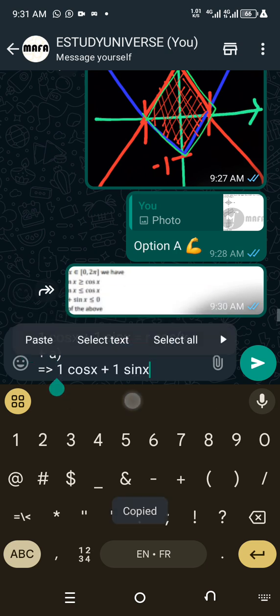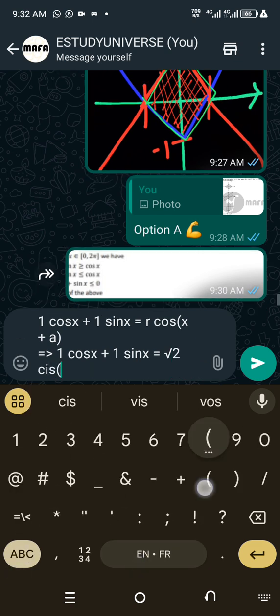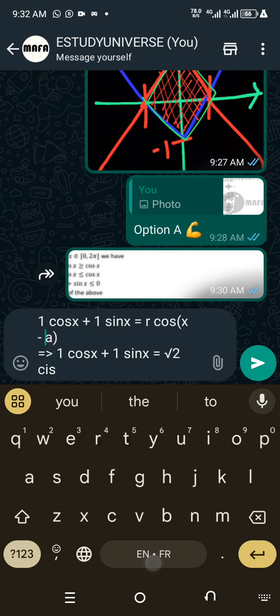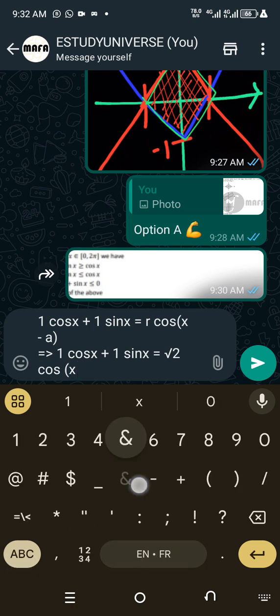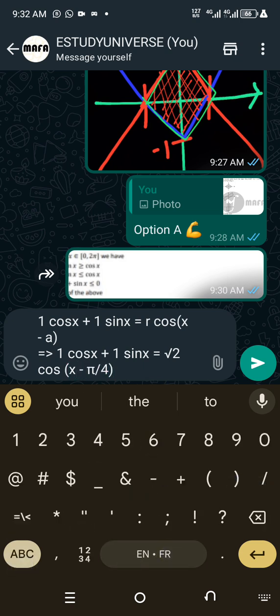Okay, so we have that this left hand side will just be equal to, I know you guys can do this, you can put it in that form, so I'm just going to use my short method. So I'm going to have root 2 cosine of x minus tan inverse of 1 over 1, which is pi over 4. Okay, so we have that.